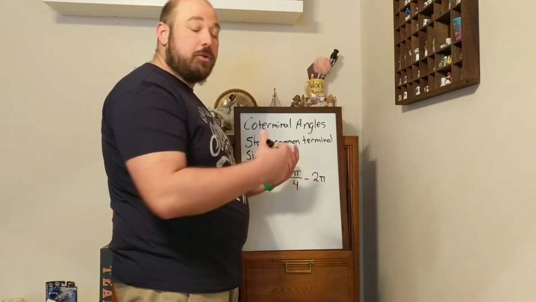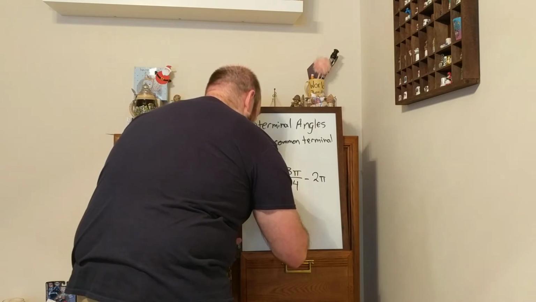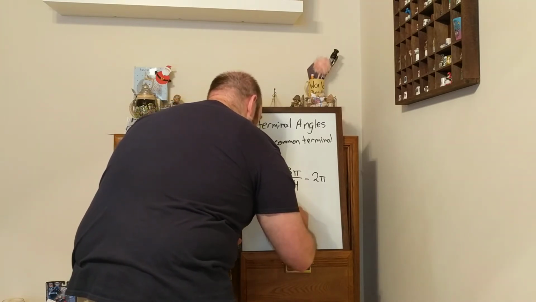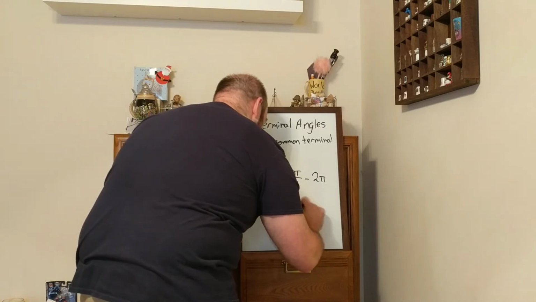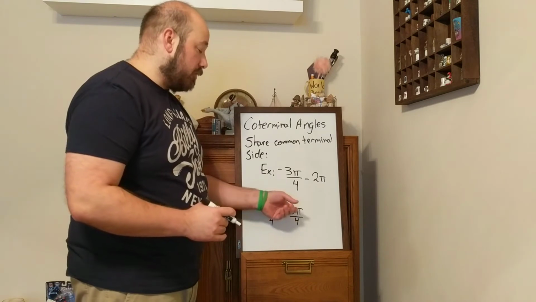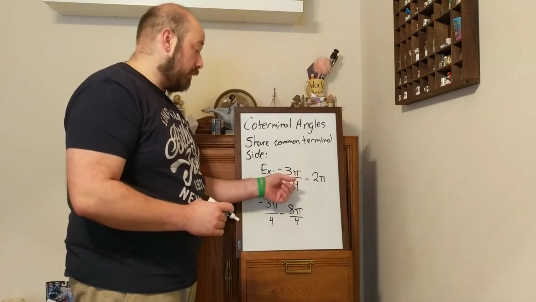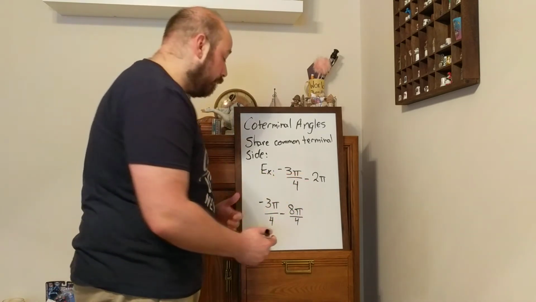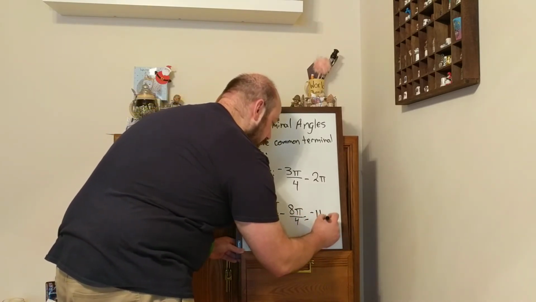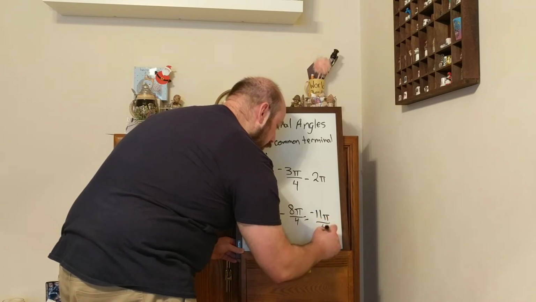Now again, we do the same thing, find the common denominator. So this can be negative 3 pi over 4 minus, again here, 8 pi over 4. And the only reason the denominator and numerator stay the same from here to the other example is because this denominator stayed 4. So then what this is going to be is negative 11 pi over 4.